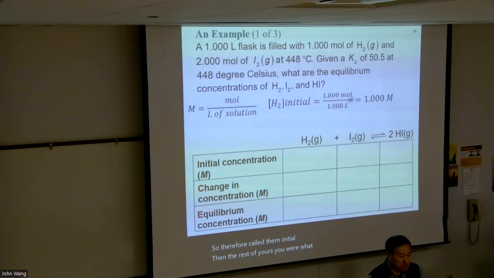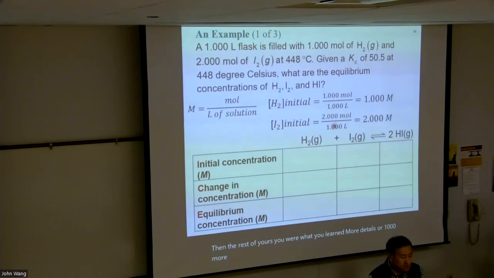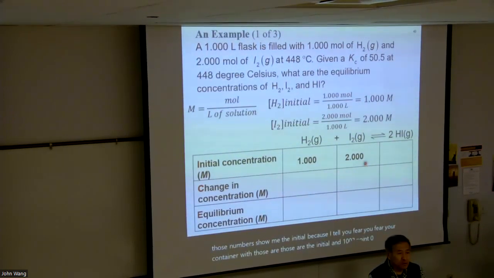So 1.000 mole for I2, similarly for I2, 2.000 mole. And as I said, those numbers you are told. 1.000 to tell you to fill your container with it. So I think it's pretty efficient. You do not say anything about filling your container with it, then it's good. So therefore, we know all the initial values.